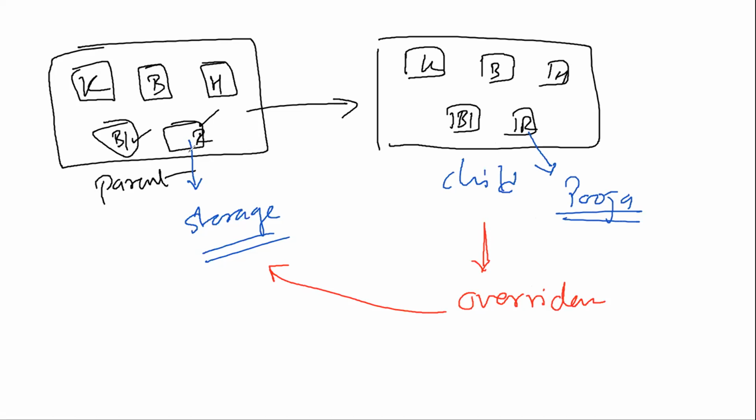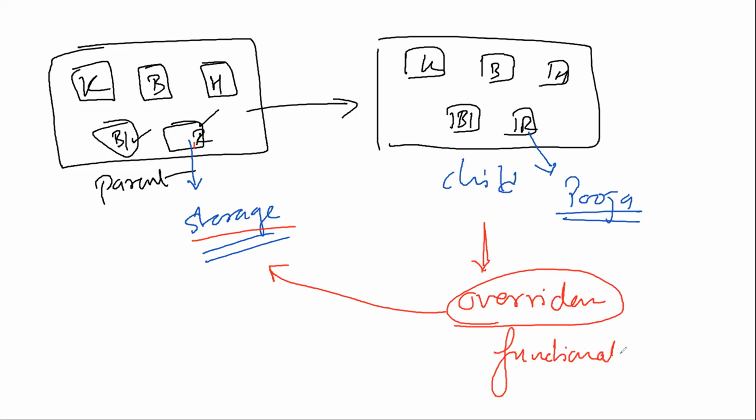The parent's property says this room can be used for storage. The child's property says this room will be used for puja. What is changed? The functionality is changed. Do you see any change in the design? No. So the child is overriding the functionality of this room. So what is getting overridden? Functionality. The function is not changing. The function remains the same.